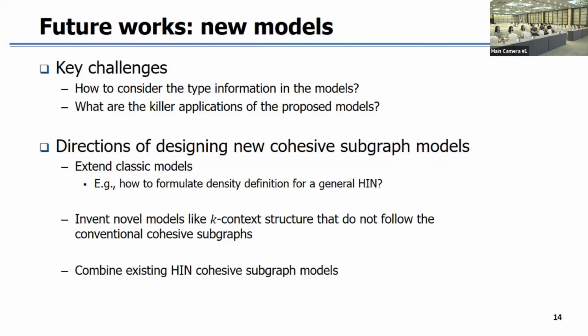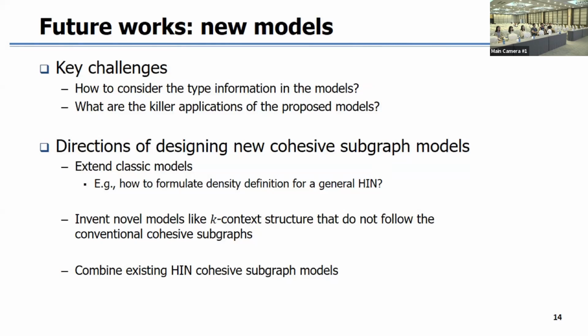Generally, there are three directions for studying novel cohesive subgraph models in HINs. The first direction is to extend the classic cohesive subgraph models that were developed for homogeneous networks. A potential research direction is to formulate new cohesive subgraph models based on the HIN connectivity and density, as these have not been comprehensively studied yet. The key challenge of the formulation is how to develop sound definitions of connectivity and density in HINs so that they benefit certain real applications.